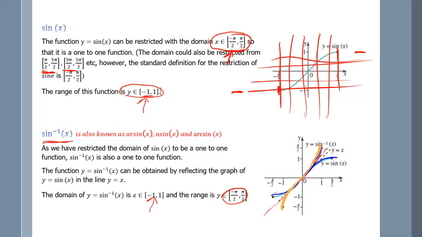So we can see that's what our sine inverse function looks like, and its range is from negative pi on 2 to pi on 2, and its domain is from negative 1 to positive 1.